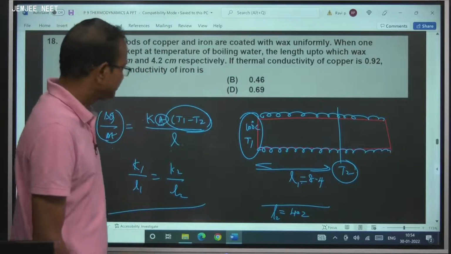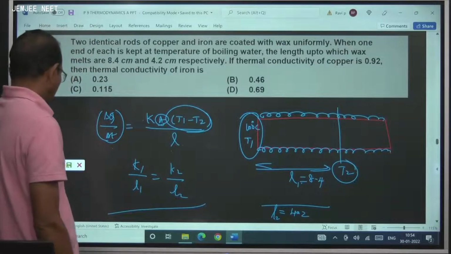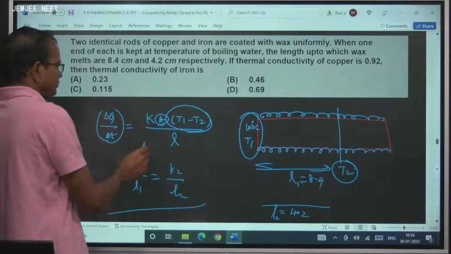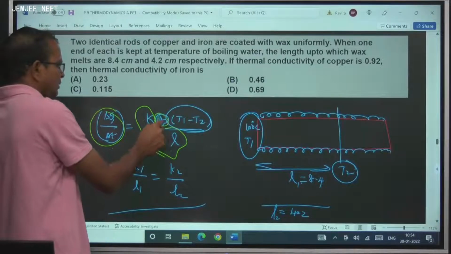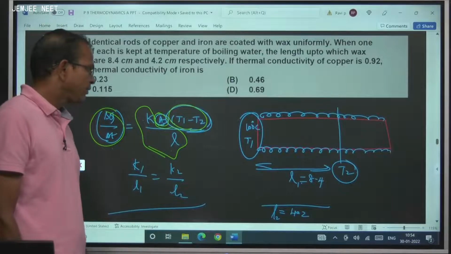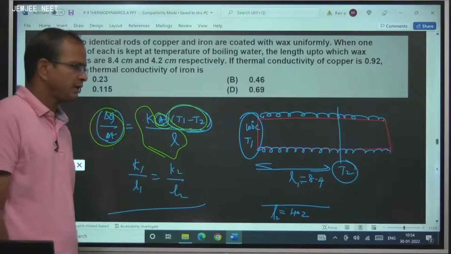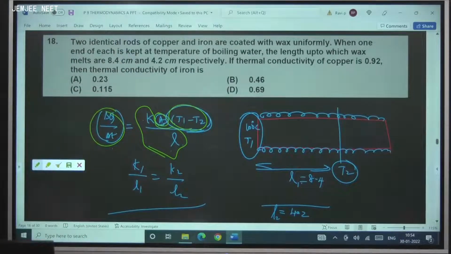Complete the problem. K1 by L1 equal to K2 by L2. Come on, can anyone answer? 0.46. 0.46, that's right.